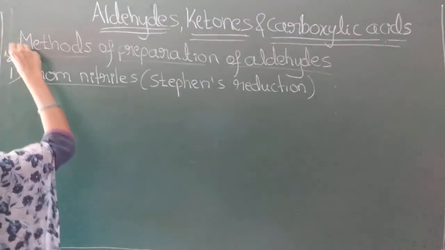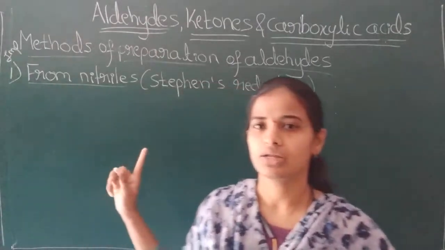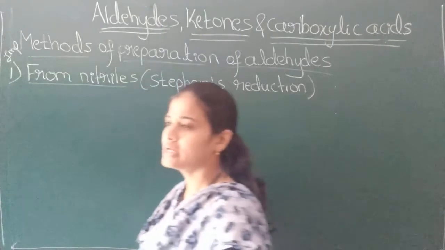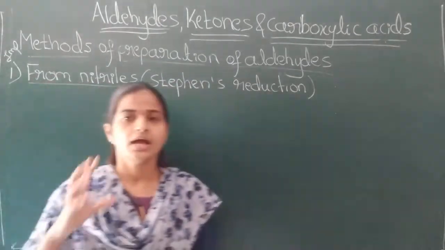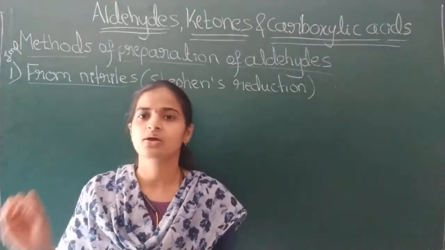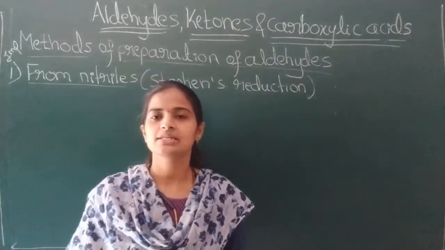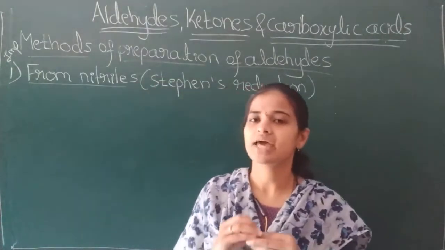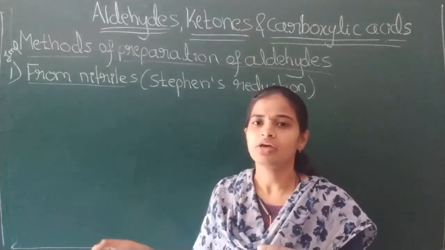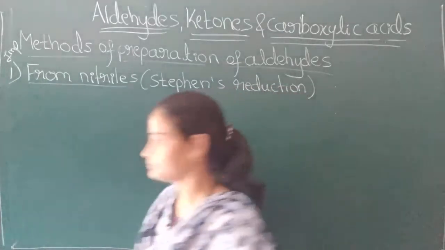I always tell you that the named reactions in organic chemistry are very, very important, so I marked it as important. Stephen's reduction. Here reduction is done. Nitriles are made to undergo reduction by using stannous chloride in the presence of HCl. Then imines are formed, which on further acid hydrolysis give aldehydes.